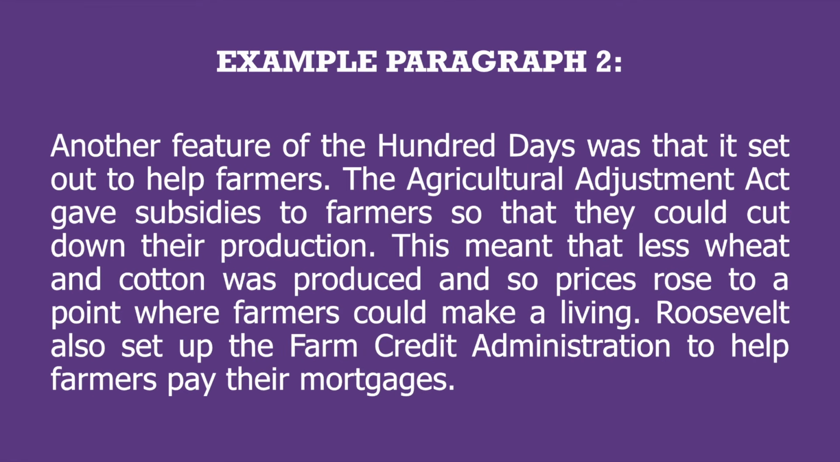So this is a very nice, straightforward answer where the student immediately also conveys what his second feature is by saying another feature of the 100 days was that it set out to help farmers, and then he gives evidence for this by mentioning the Agricultural Adjustment Act, which is an example of spend information, and it's a good piece of evidence that the student has provided, which is also probably another reason why this answer has received full marks.